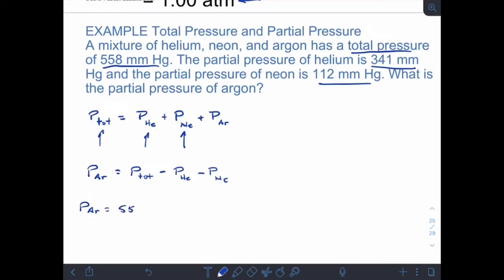So we have pressure of the argon. Total pressure was 558 millimeters of mercury minus the 341 for the helium minus the 112 for the neon. So that gives us the partial pressure of the argon is 105 millimeters of mercury.